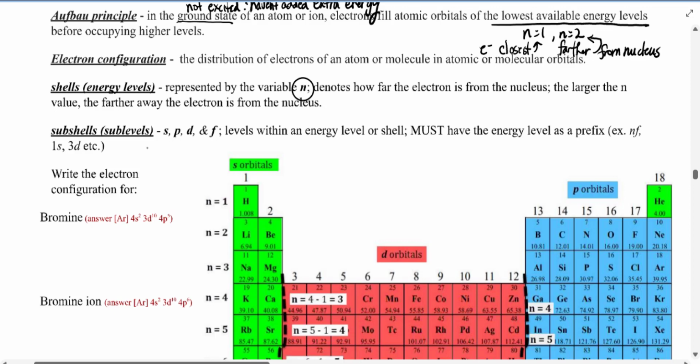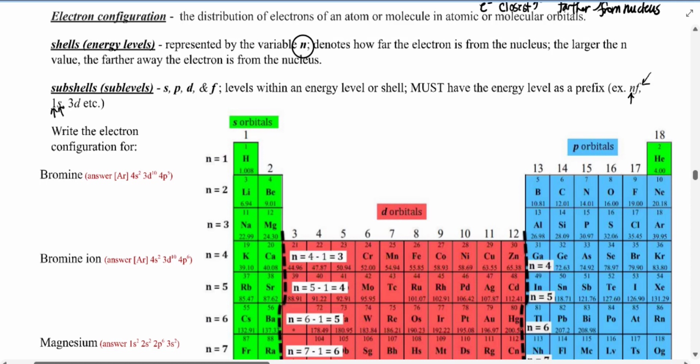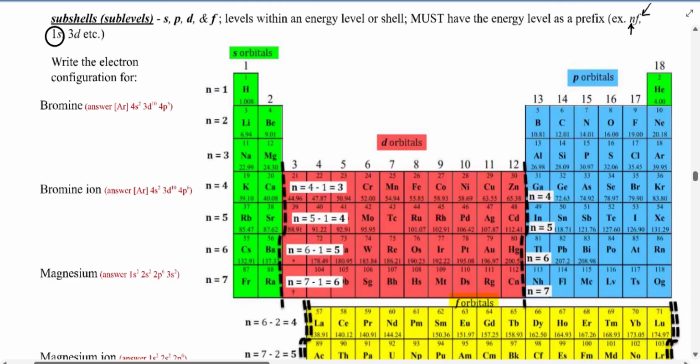Your subshells or sublevels are s, p, d, and f. They are levels within an energy level or shell, and they must have the energy level as a prefix. So that's the energy level, and then that's your sublevel right there, the nf. n denotes the energy level 1, and this is your sublevel s. Your subshell is 1s, or sublevel. I'll explain this more when we do our electron configuration.